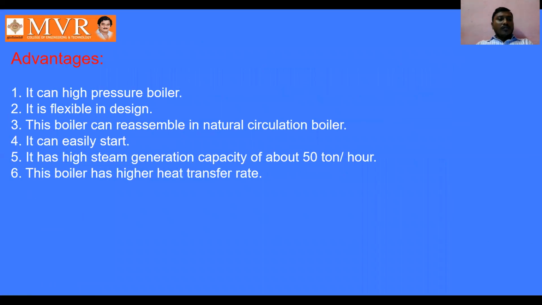And coming to here, we have some advantages: it is a high pressure boiler. It is flexible in design. For designing these Lamont boilers, it is very flexible. This boiler can be designed as a natural circulation boiler. It can easily start. It has a high steam generation capacity of about 50 tons per hour. This boiler has a higher heat transfer rate. This is what we have studied about the Lamont boiler.